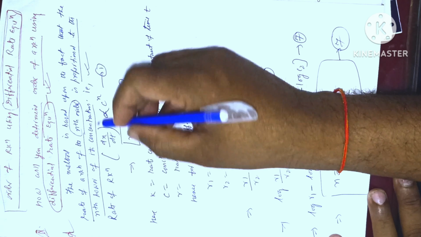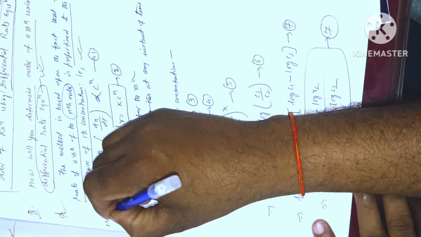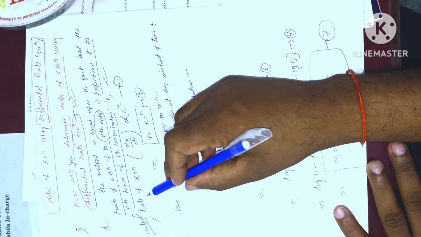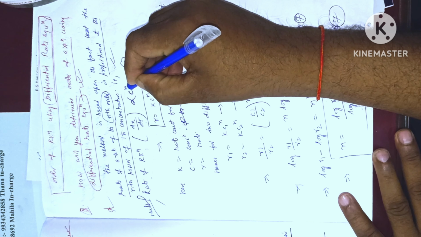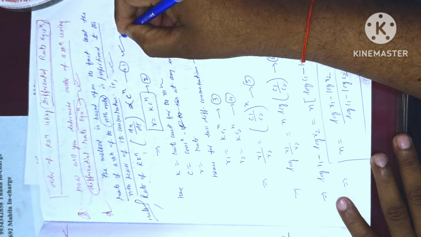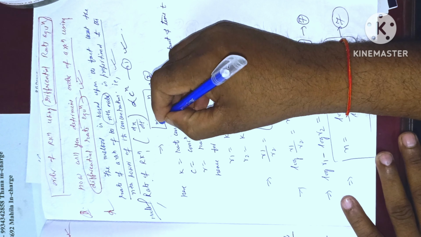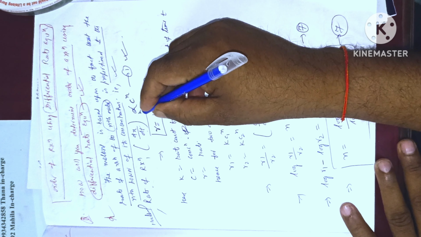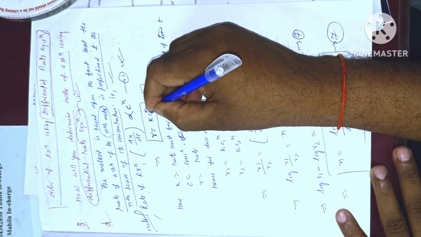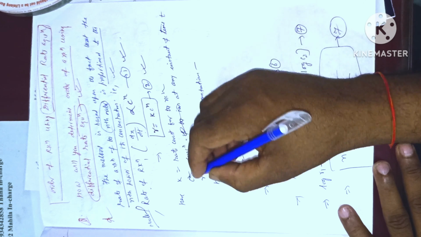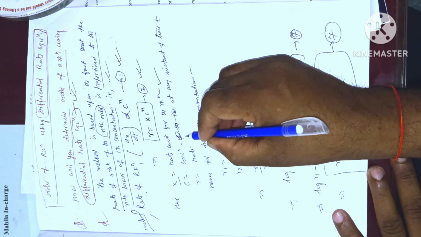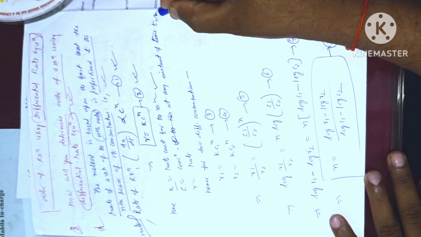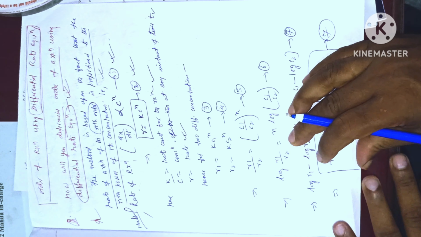That is, mathematically, the rate of reaction, that is dx by dt, is proportional to c to the power n, the nth power. Equation 1. Therefore, R, that is the rate of the reaction, is equal to some constant k times c to the power n. Equation 2, where small k is the rate constant, c is the concentration at any instant of time t, and R is the rate.